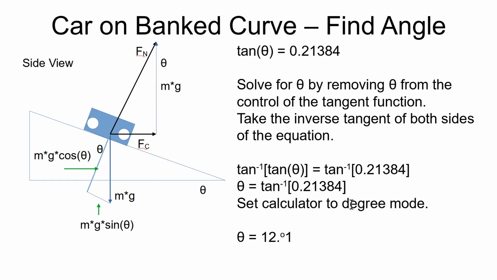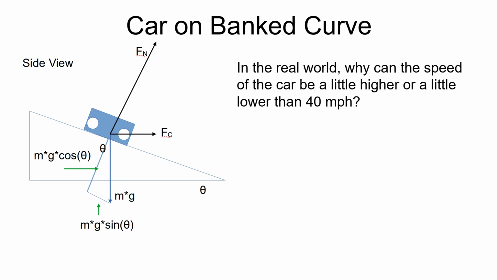It's time to put your calculator in degree mode if it's not there already. Pause the video and take inverse tangent of 0.21384. You're back. Hopefully you have 12.1 degrees. I've rounded off here. But the slope of this plane, this roadway, should be 12.1 degrees for the car to go around at 40 miles an hour with no friction being present.